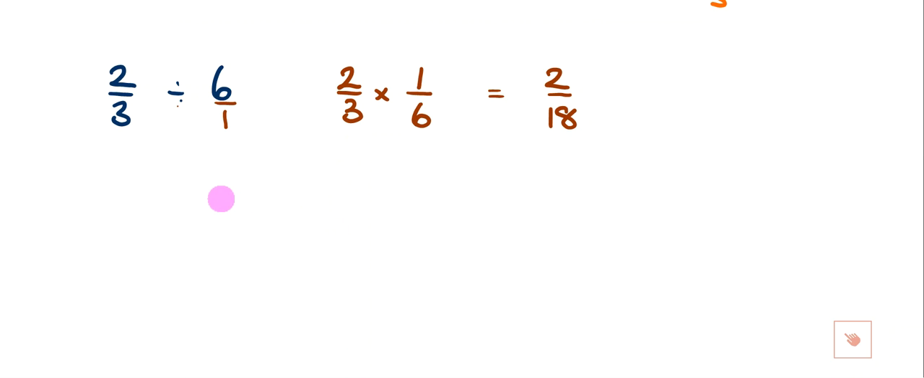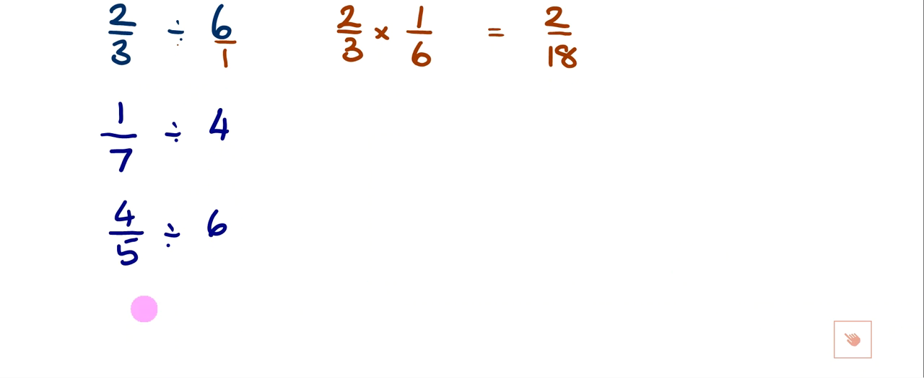Let's do a couple more examples for you. I'll write them down. So we've got 1/7 divided by 4. Let's do 4/5 divided by 6. And let's do 9/11 divided by 8. Go for it.